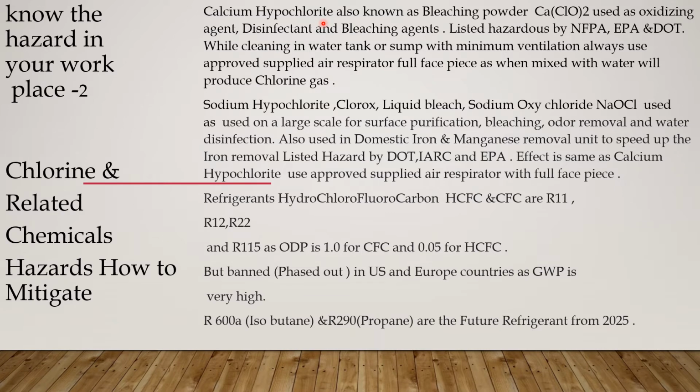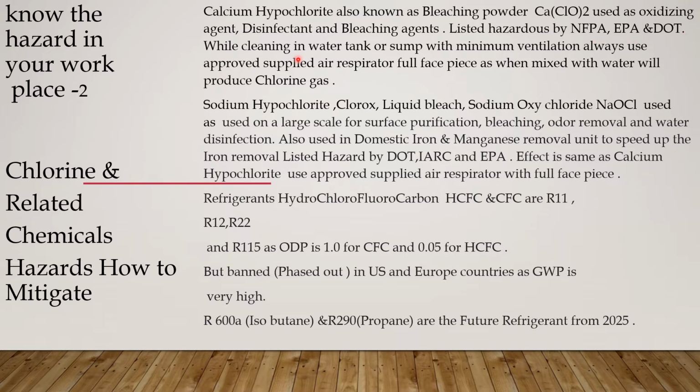Calcium hypochlorite, another chlorine related product, is known as bleaching powder, in powder form, Ca(ClO)2. It's also used as an oxidizing agent, disinfectant, and bleaching agent. It is also listed as a hazardous chemical by NFPA, EPA, and DOT.